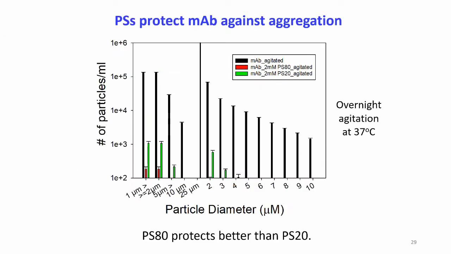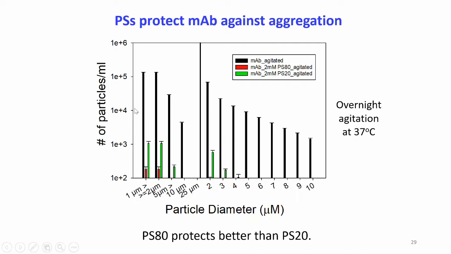First we showed that polysorbates protect this Pfizer antibody against aggregation. This is the data from microflow imaging, where we are monitoring the number of aggregates after overnight agitation. Black bars represent antibody aggregates without any polysorbates. Red shows the data with PS80, and green shows the data with PS20. You can see that the aggregates are significantly reduced when we add polysorbates compared to when there are no polysorbates.